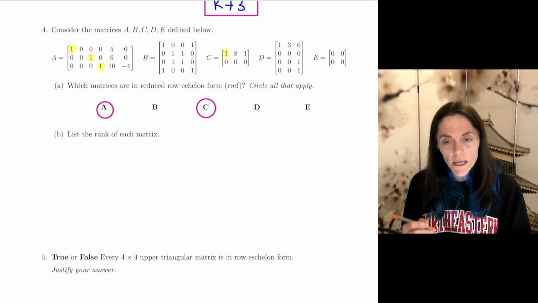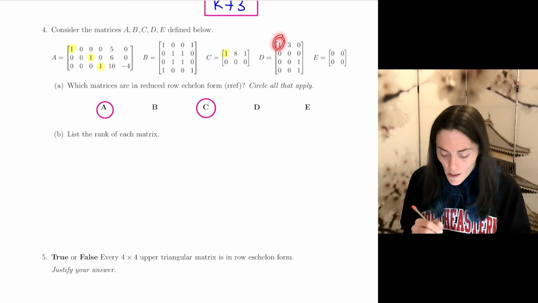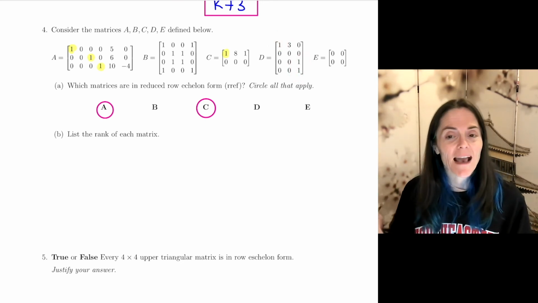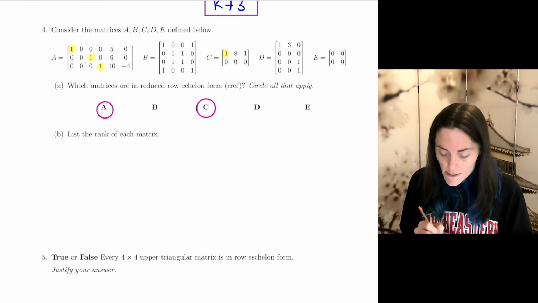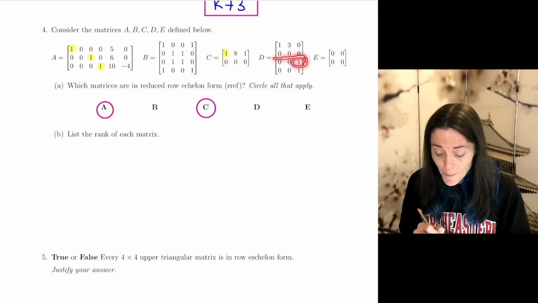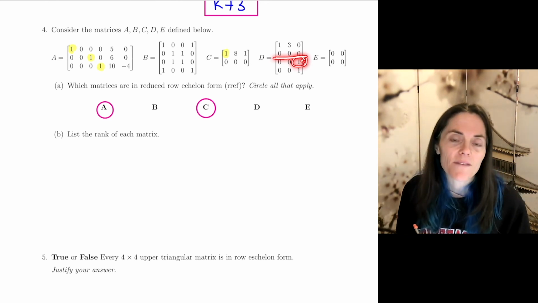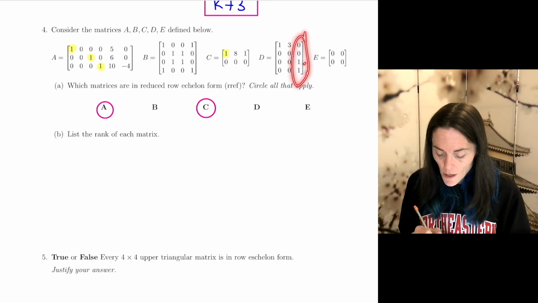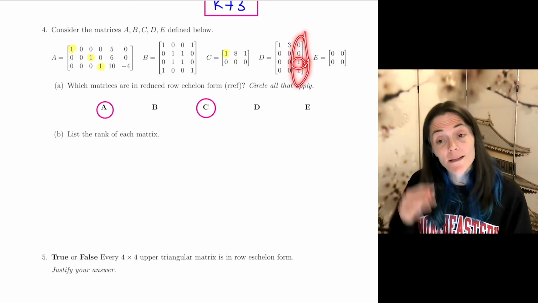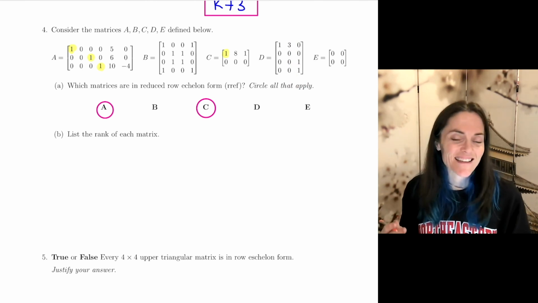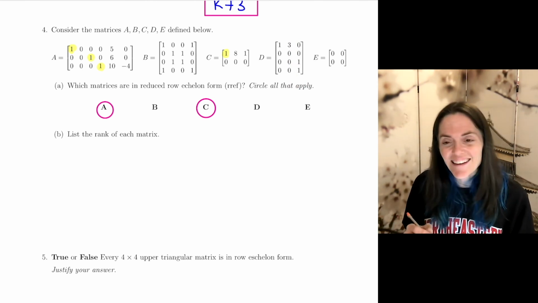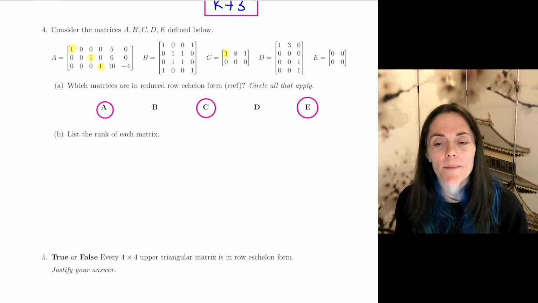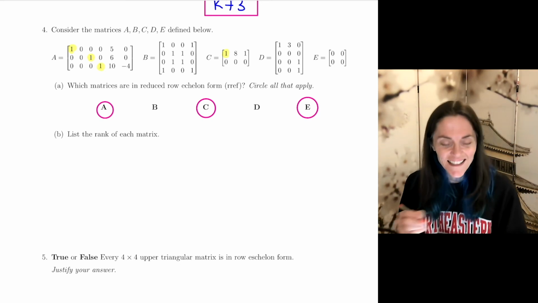D is not. We do have sort of ones as our first entries we see in each row if we have a non-zero entry in the row. But you see, if you take, for instance, this leading one, the row above it does not have a leading one, and that fails property 3. It's also the case that in this column, if this is your leading one, not all the other entries are 0. So D is not reduced row echelon form. E, well, this is just the 2 by 2 0 matrix, and that is in reduced row echelon form. We just don't have any leading ones.